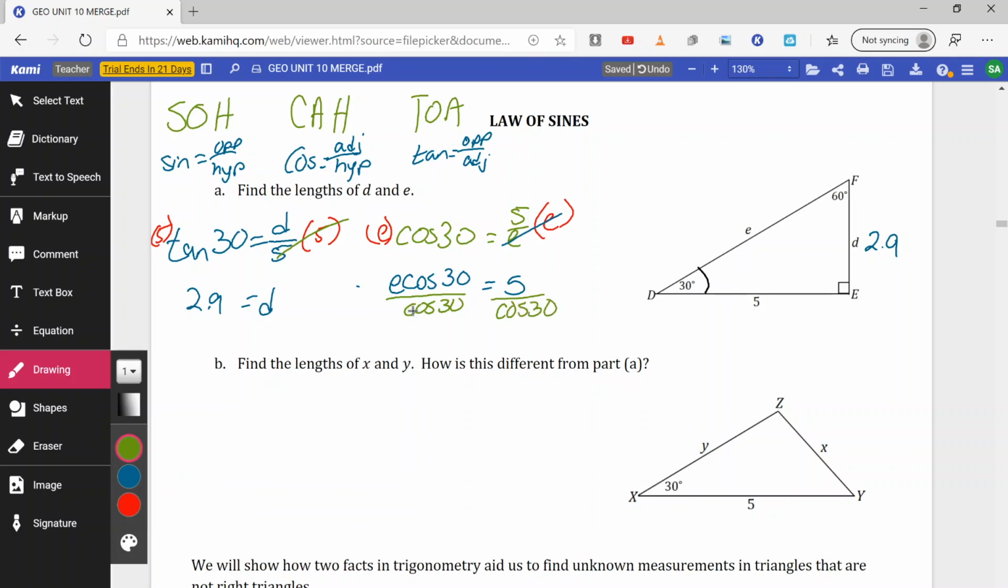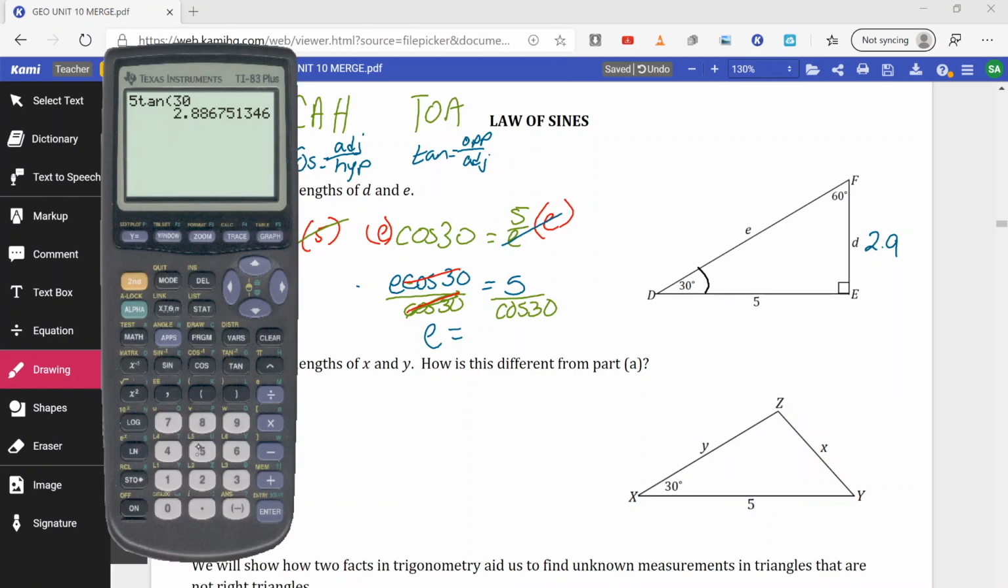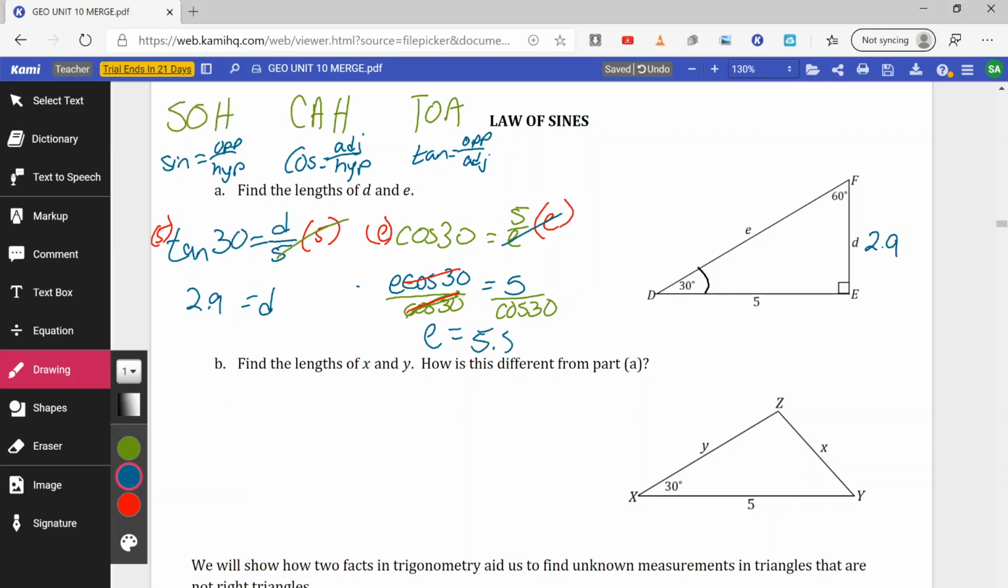This will cancel out on the side, leaving me with just E. Then we can divide 5 by the cosine of 30, and we get 5.77, so we'll round up to 5.8. So there are the two measures.